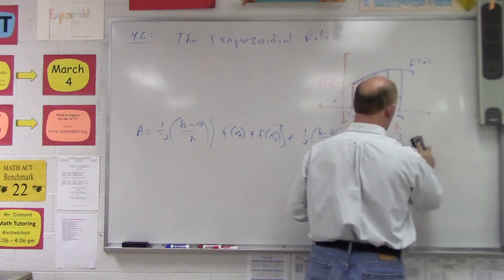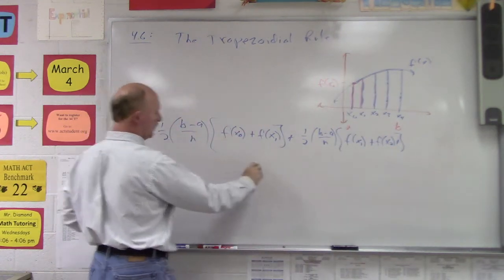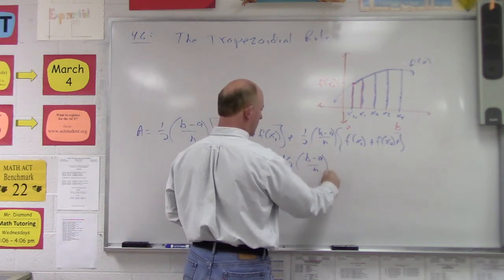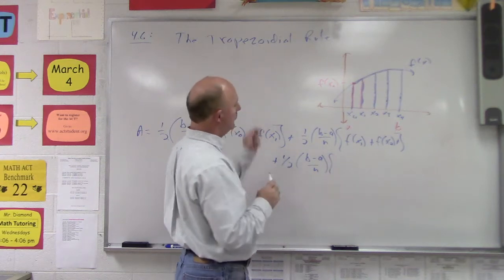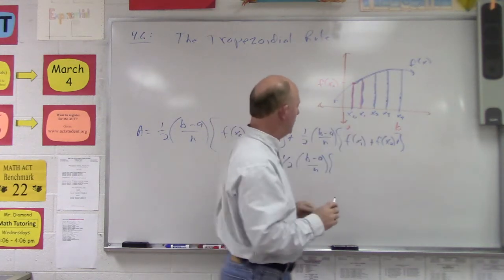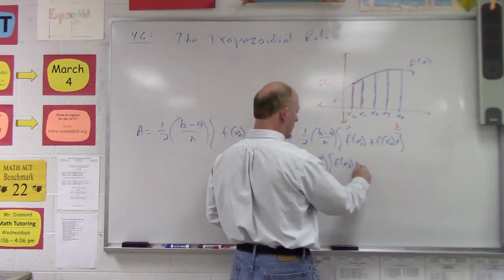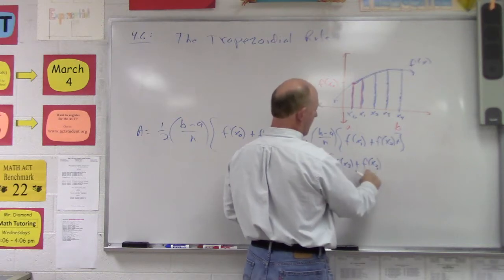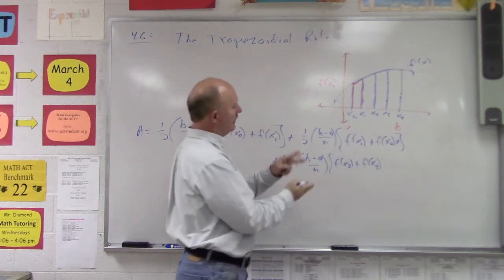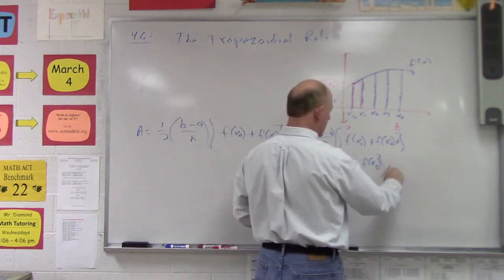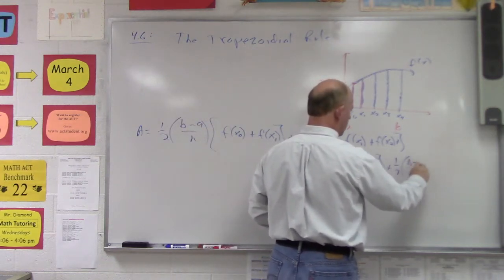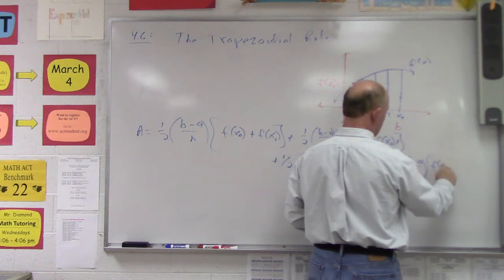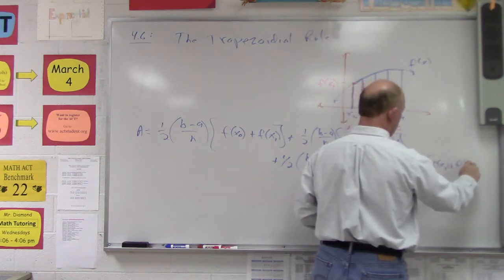Let me see if I can bring this down here so it's a little bit easier to see. So plus 1/2 times b minus a divided by n, times our third trapezoid, which will be the function at x of 2 plus the function at x of 3. Plus 1/2 times b minus a divided by n, and then the last trapezoid down here, you have the function at x of 3 plus the function at x of 4.